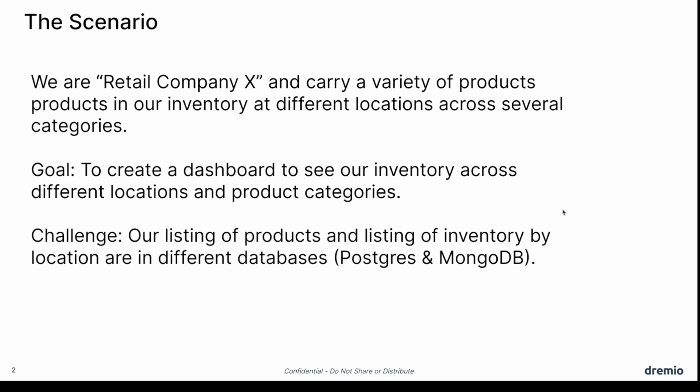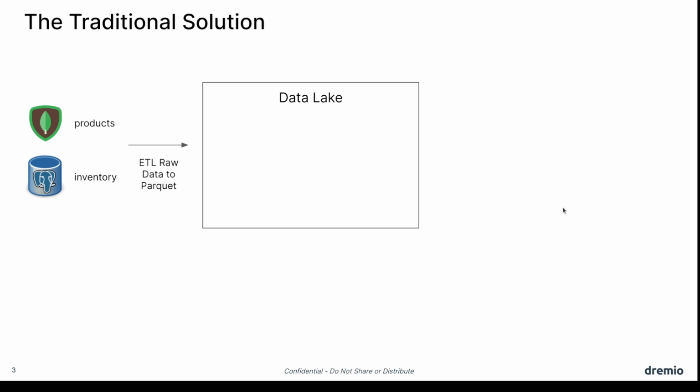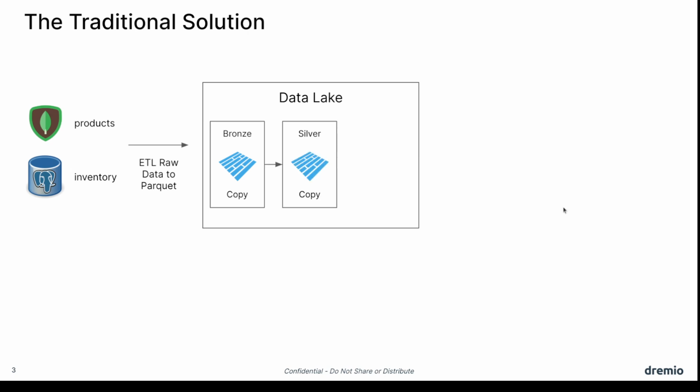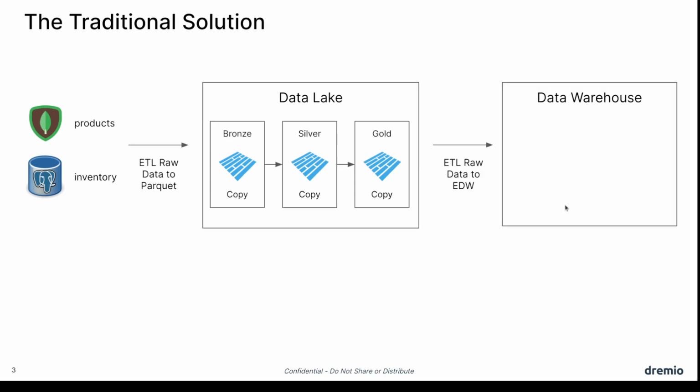But we have that data across several different databases, such as Postgres and MongoDB. Now, traditionally, what we would have to do to solve this problem is take our tables from those databases. We would have to ETL them as raw Parquet datasets onto our data lake. And then generally, we would curate that data in our data lake across several different layers, a bronze, silver, and gold layer, each being an additional copy of the data. We would then ETL that data over to our data warehouse, so another copy of the data.